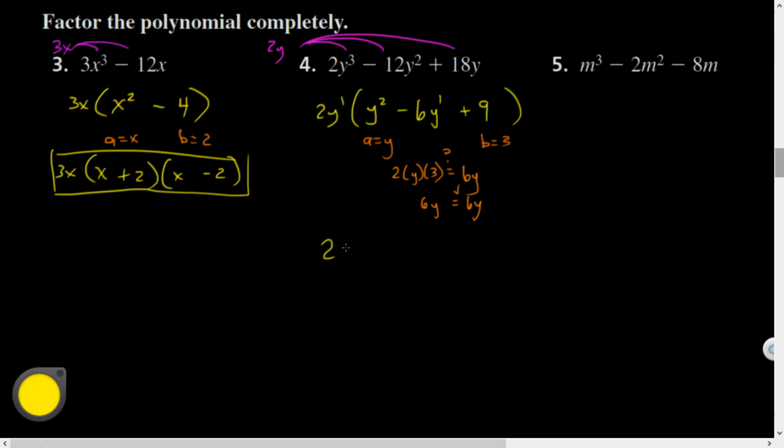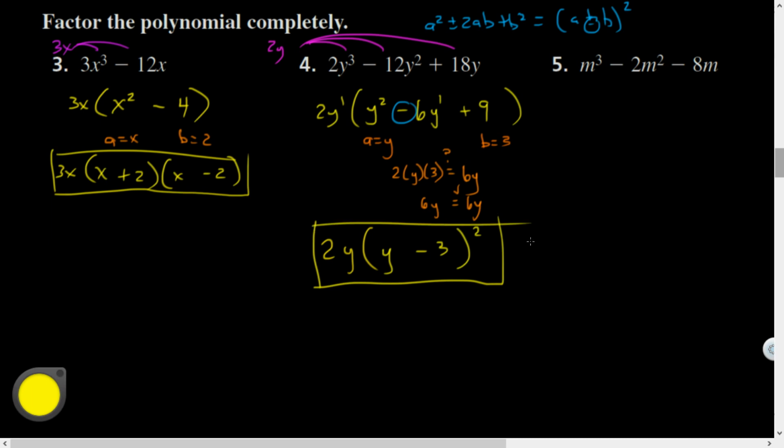We'll have 2y times, you guys remember which pattern this is? This is a squared plus or minus 2ab plus b squared is going to equal a plus or minus b, all squared. So this was a minus sign, so I'm going to use the minus version of this pattern. I'm going to have a minus b all squared, which is y minus 3 all squared. Like so.